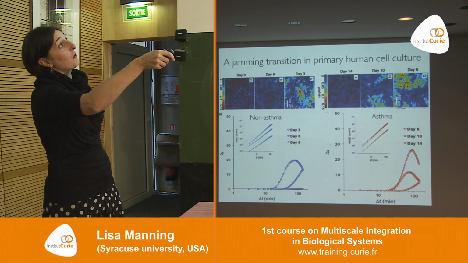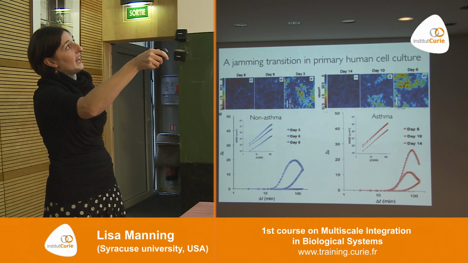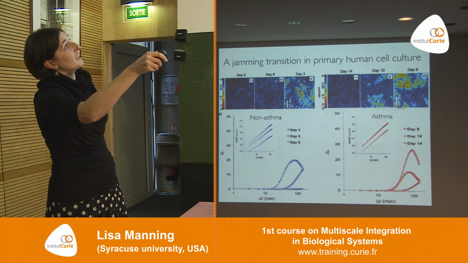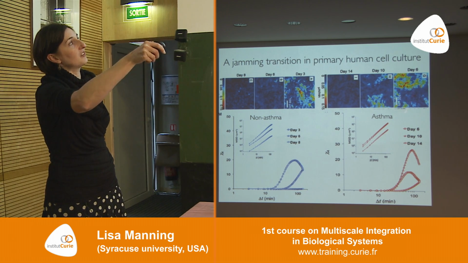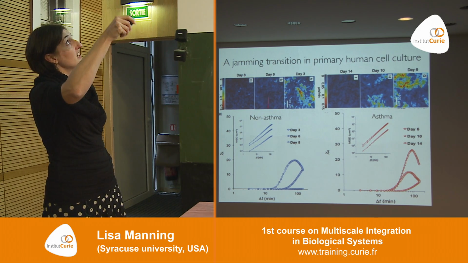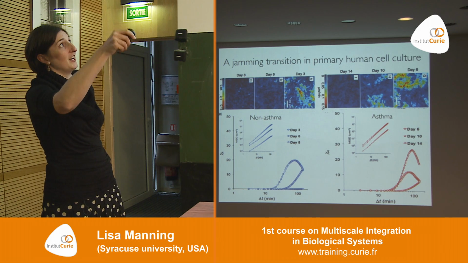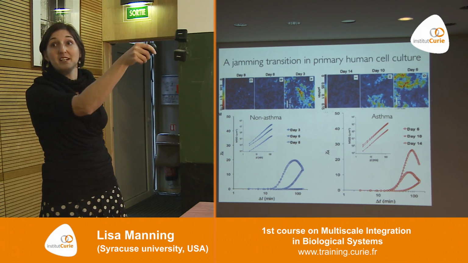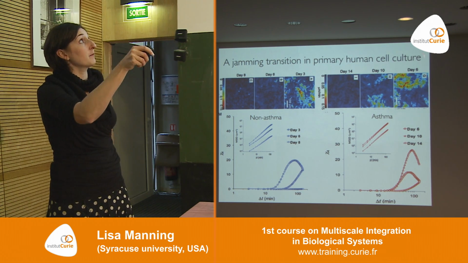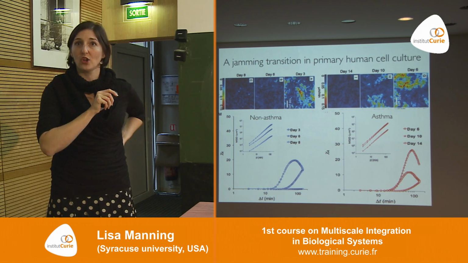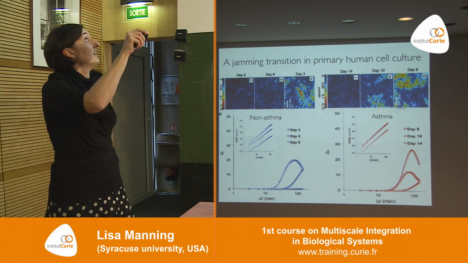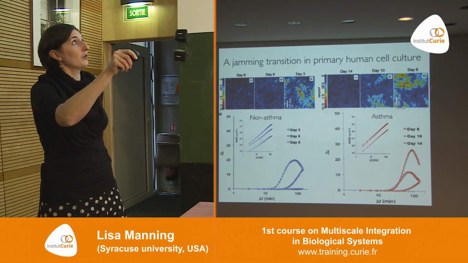Okay, so the other point I just want to make for this plot is these are the asthma tissues. And you see that on day 6, so here's day 6 for the asthma patients, and here's day 6 for the non-asthmatic patients. And you can see that there's a big difference. In other words, asthmatic patients stay unjammed for much longer time scales than non-asthma patients. And this is rather striking.